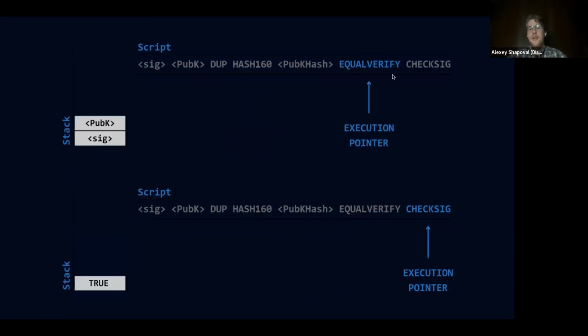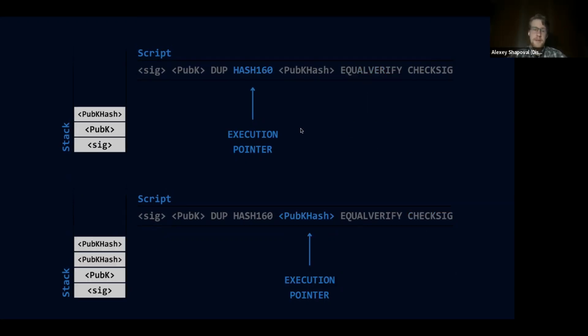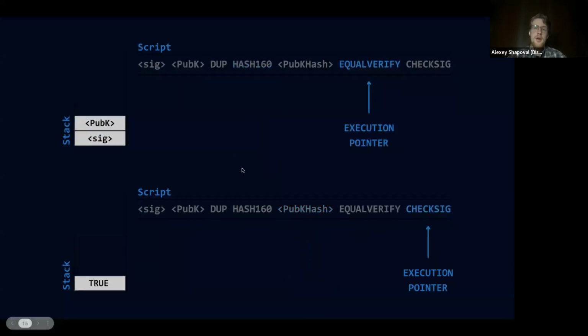Then we do equal verify, and this equal verify touches only these top two. These two we don't touch, we touch only these two. And if everything is valid, they are simply dropped. If everything is valid, we just drop them. But if they are not valid, this will return false and break out of this script, and it will not proceed further. But let's say they are equal and we are left only with signature and public key.